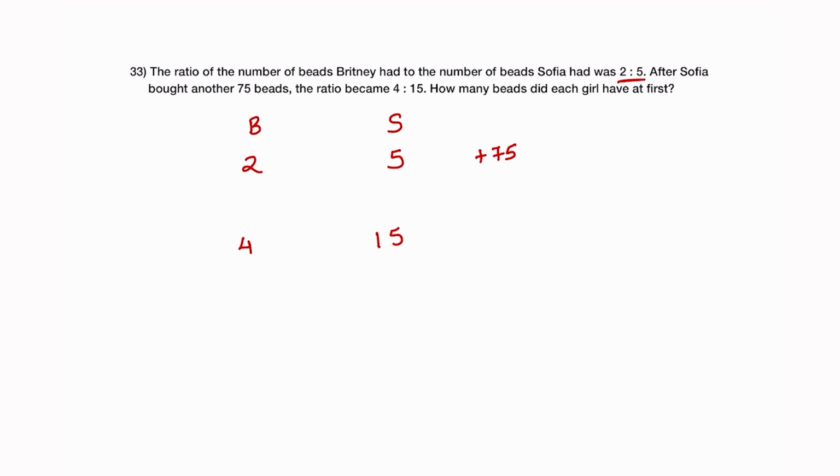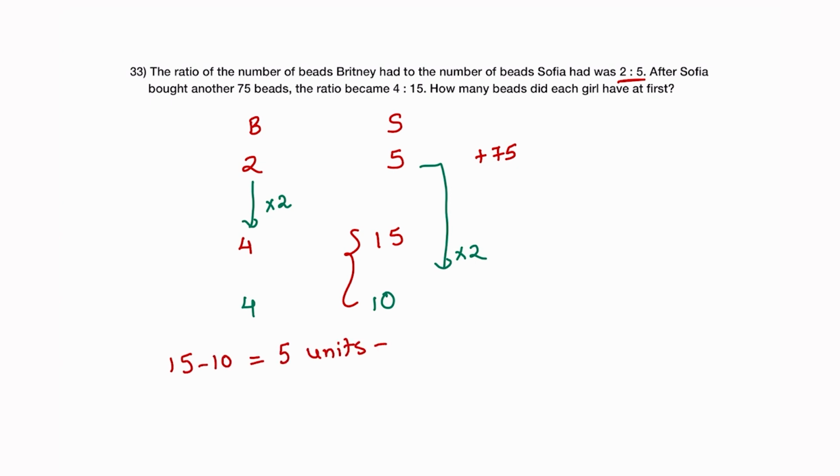So here, now what's not changing? The beads that Brittany had, right? She's not adding or removing. So how do we reach from 2 to 4? It's basically times 2. So we will do the same thing here. So we keep this 4 and this times 2. So that's 10. Okay. And the next step here is we take the difference of this. So we say 15 minus 10, which is 5 units. And how much is that 5 units? 75 beads. Right? So to find the value for each unit, we divide both sides by 5 here. So 1 unit equals 75 divided by 5, which is 15. So each unit is 15 beads.